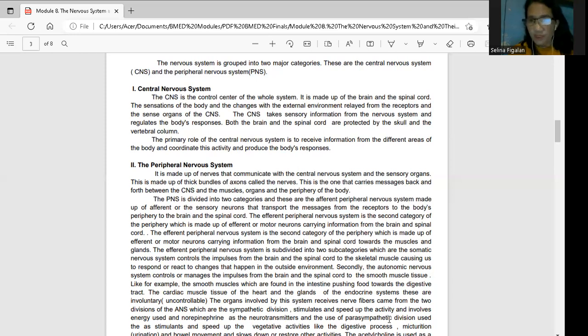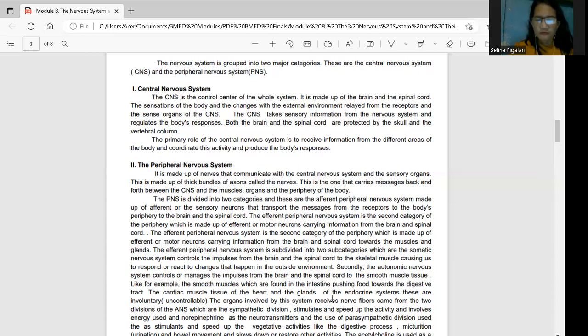The digestive process, the nervous system. Okay, so that is under the smooth muscle tissues. Okay, so uncontrollable. Pag kumain ka ng pagkain, hindi mo pwedeng sabihin na, oy, wag ka muna mag-digest. That is under the autonomic nervous system.